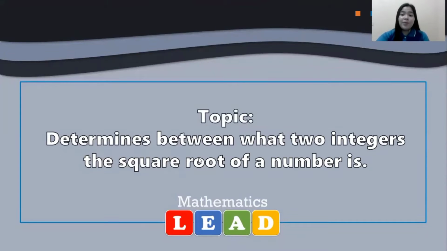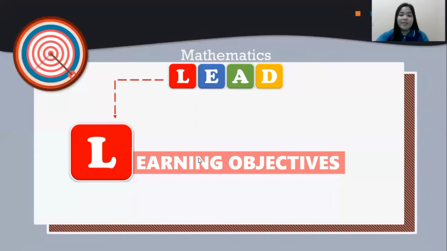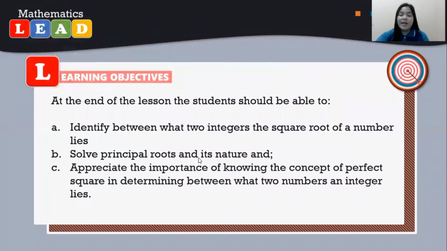Today, we will determine between what two integers the square root of a number lies. Let us know first the learning objectives of this lesson. At the end of this lesson, the student should be able to, first, identify between what two integers the square root of a number lies. Next, solve principal roots and its nature. And lastly, appreciate the importance of knowing the concept of perfect square in determining between what two integers the square root of a number lies.